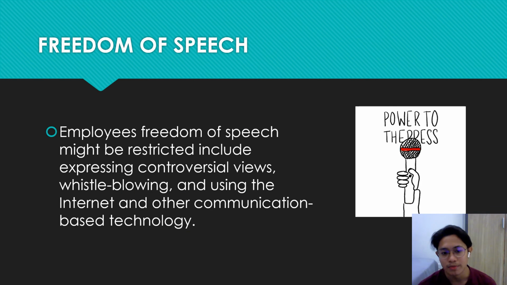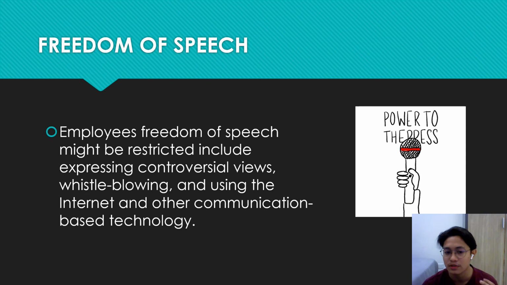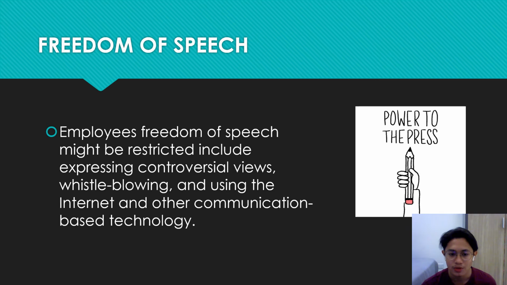Okay, then for freedom of speech, actually there are 3 situations in which employees' freedom of speech might be restricted, including expressing controversial views. The second one is whistleblowing, and the last one is using the internet and other communication-based technology.